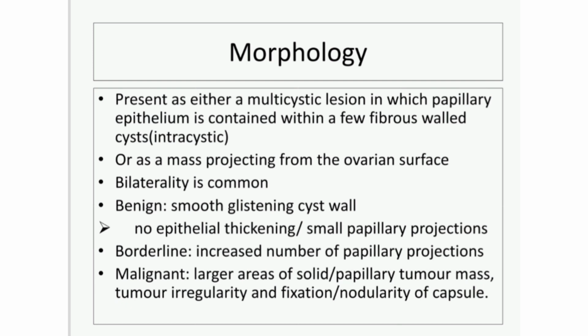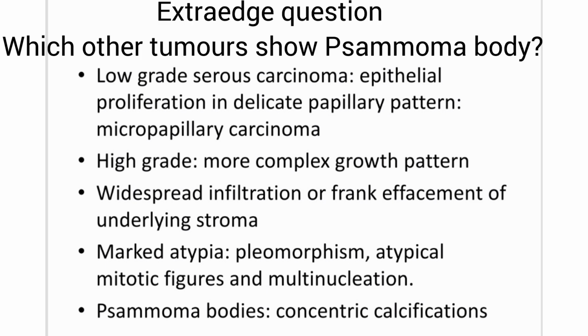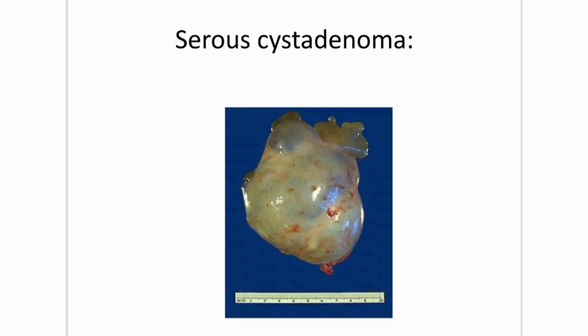The benign ones have a smooth, glistening cyst wall. Microscopically, they are lined by columnar epithelium. Borderline tumors have more complexity, but there is no invasion. The high grade ones have more complex growth patterns and psammoma bodies may be seen.